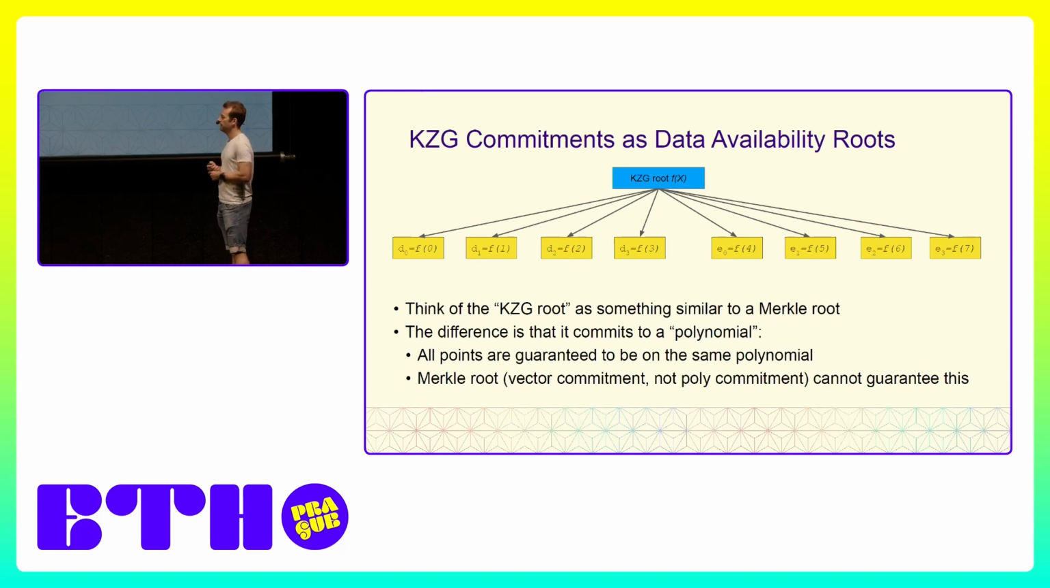KZG commitments are a type of polynomial commitment scheme. And what is cool about it is basically, because it's a polynomial commitment scheme, it always commits to a polynomial. So you probably are familiar with Merkle roots. They are a way of committing to any amount of data using a Merkle tree. But the problem with that is it can be any data. So you have no assurances of what's actually in the data. In particular, you can't be sure that it encodes a low-degree polynomial as we want. But if you use KZG commitments, then that's automatically guaranteed by the commitment. So you basically can think of this KZG root as something similar to a Merkle root, but it always commits to a polynomial. In other words, it always guarantees that our encoding is correct.